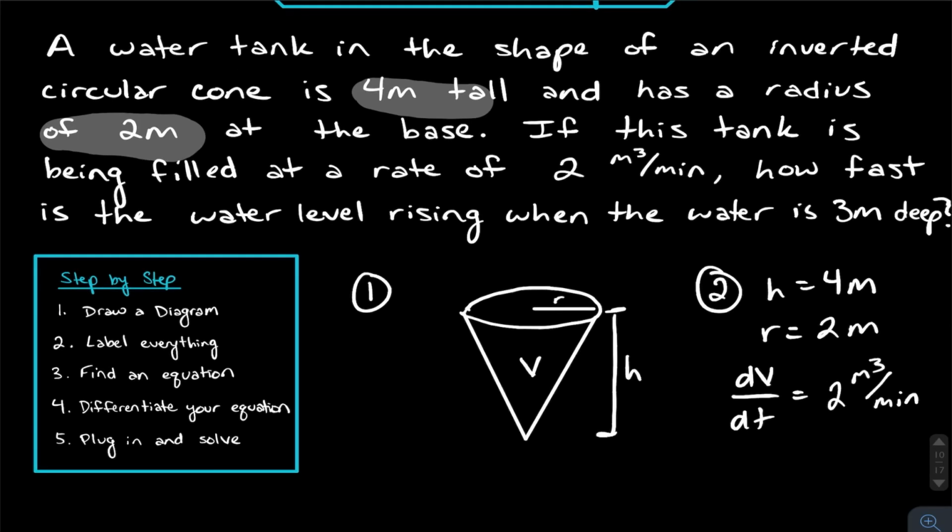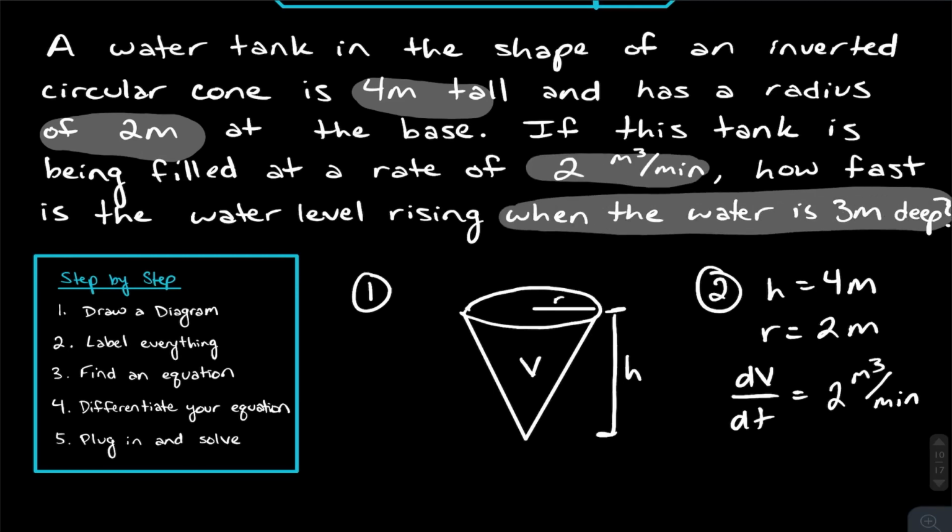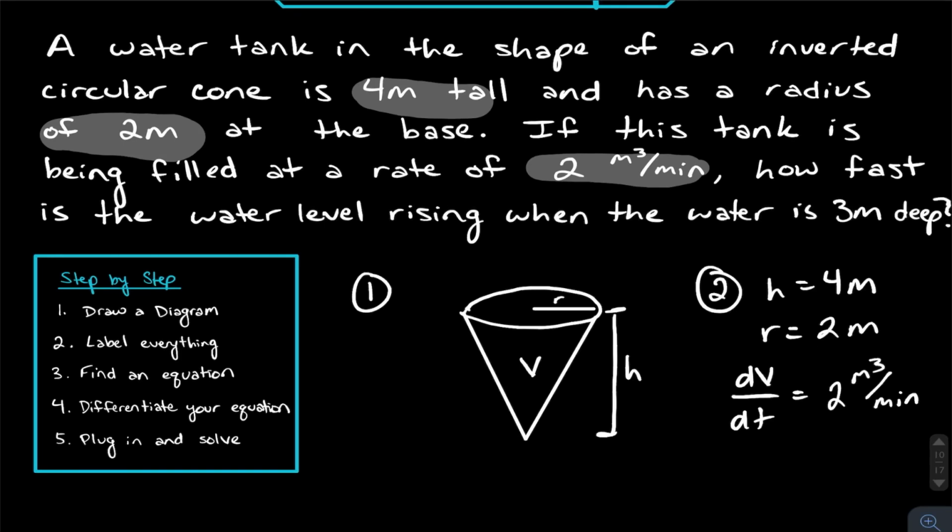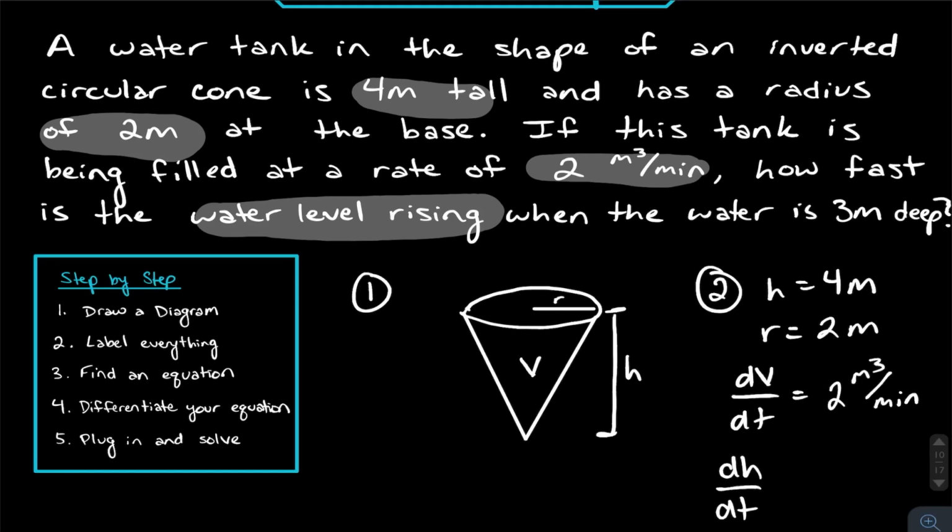We want to know how fast the water is rising when the water is 3 meters deep. That was the last one, here's this one. We want to know how fast the water level is rising. Water level rising is dH/dt, right? How fast is H changing?